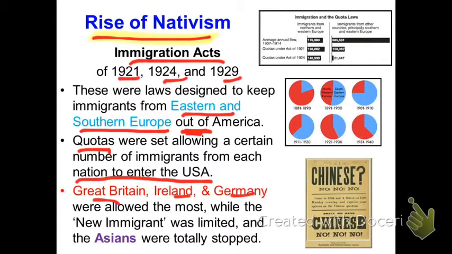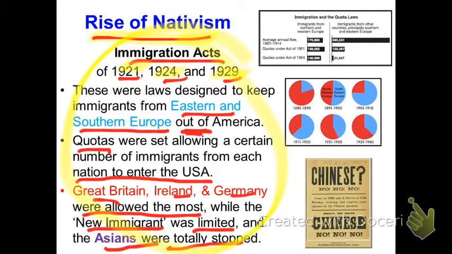Okay, let's continue. Great Britain, Ireland, and Germany were allowed the most. They were allowed the most immigrants, while the new immigrant was limited. Immigrants from Southern Europe and Eastern Europe were limited, and immigration from Asia, particularly Chinese, was stopped completely. So, these 3 laws in 21, 24, and 29 in total did all of these things right in here. Over here, in this middle one, it's really the only one I'm going to take a look at or mention at this moment.